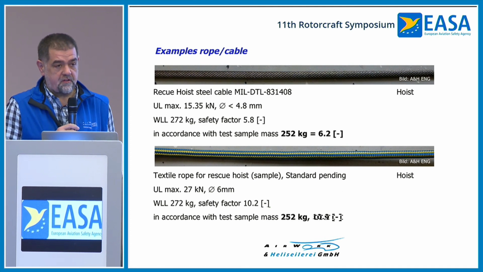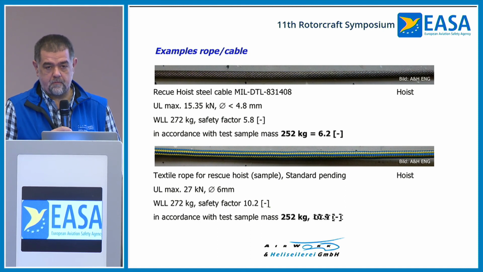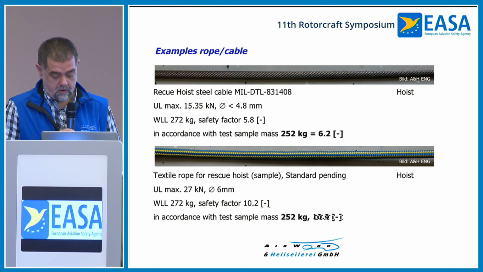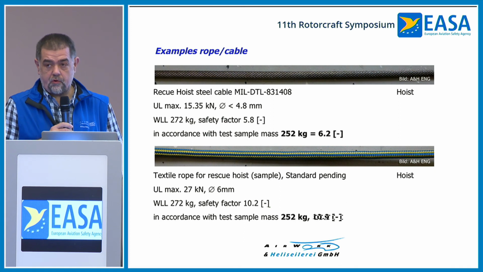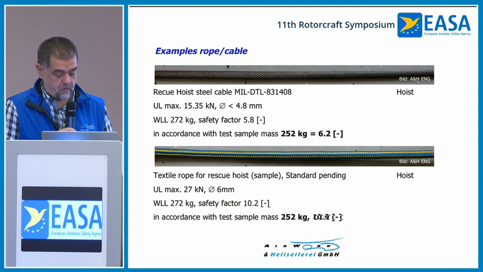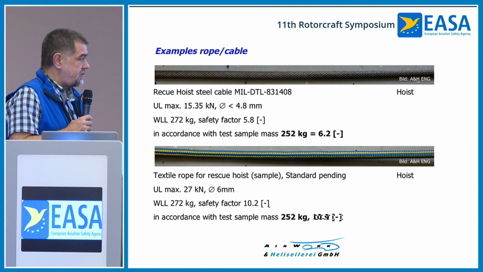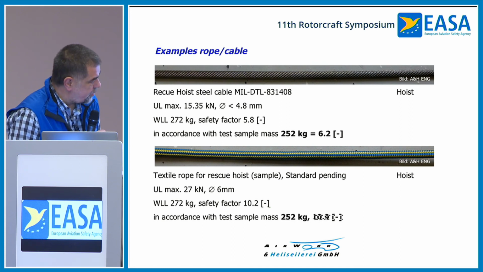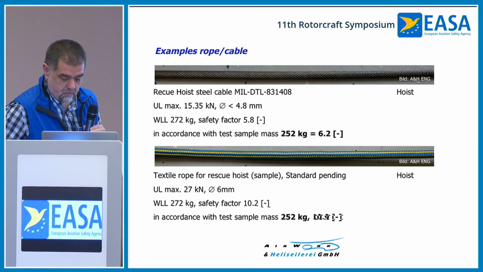The second rope is a textile rope for hoist. It's a new design. There's no standard required at the moment. We tested with the same mass. The factor is 10.9. What is this?